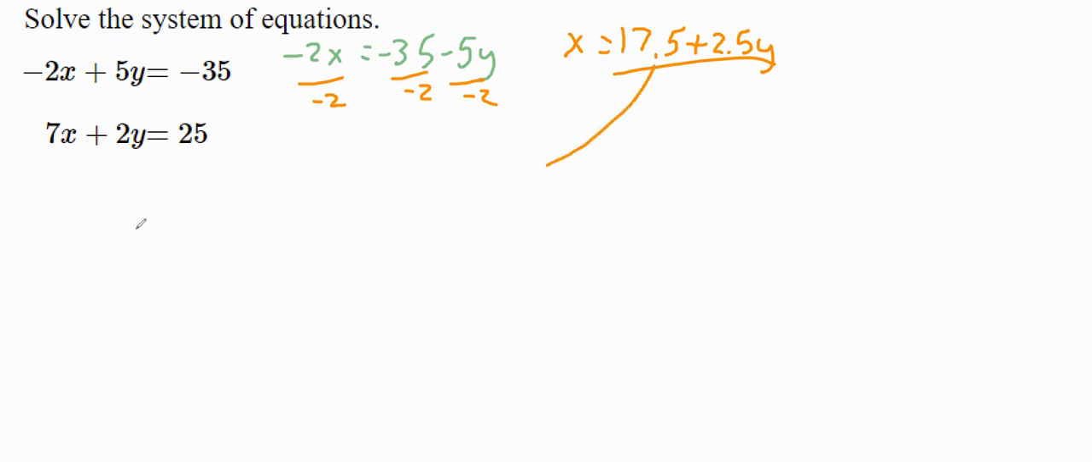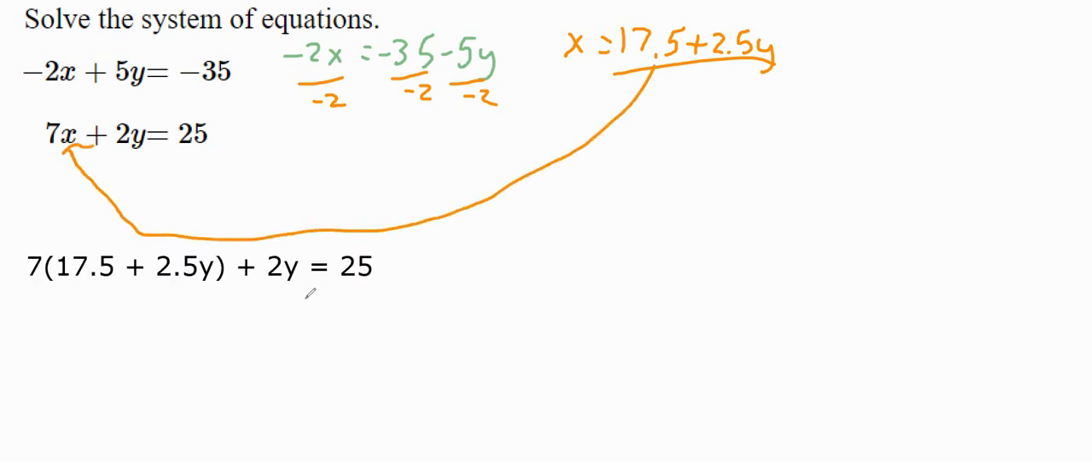I'm going to take what this x is, which is 17.5 plus 2.5y, and I'm going to put it into the other equation down here. So I'm going to rewrite this. I'm going to distribute the 7. So 7 times 17.5 is 122.5. And 7 times 2.5y is 17.5y. And I'm going to rewrite the rest. I have a 2y equals 25.